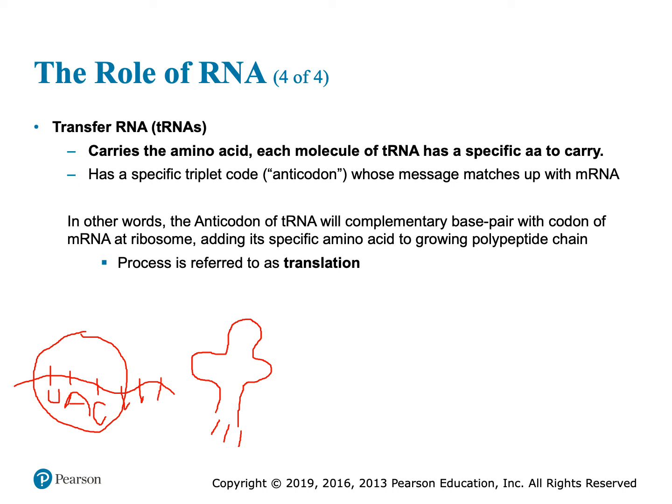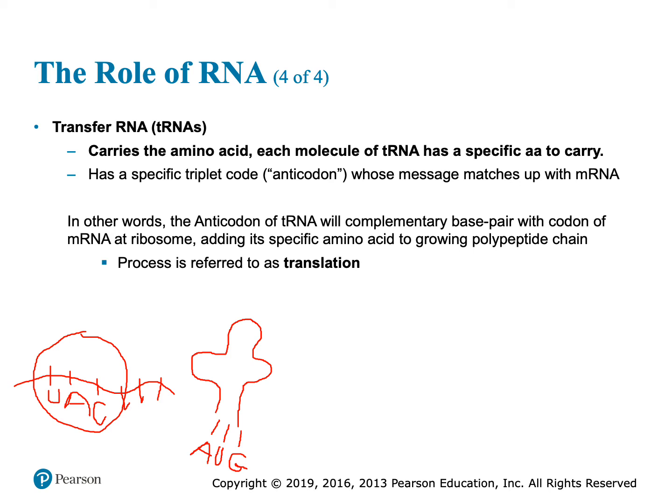So what would match up with the U? That would be an A. What would match up with an A? That would be a U. What would match up with a C? That would be a G. Okay. So this right here is the anticodon. This is the codon on the messenger RNA. This is the anticodon on the tRNA.